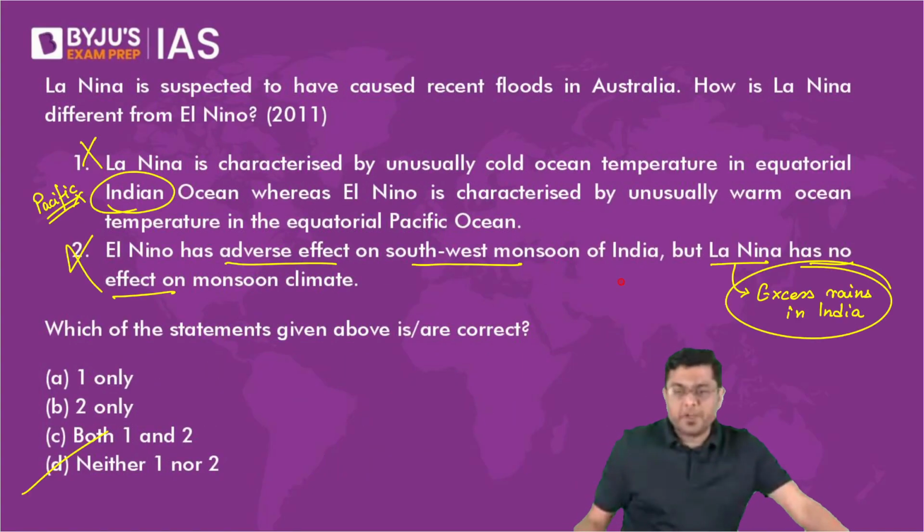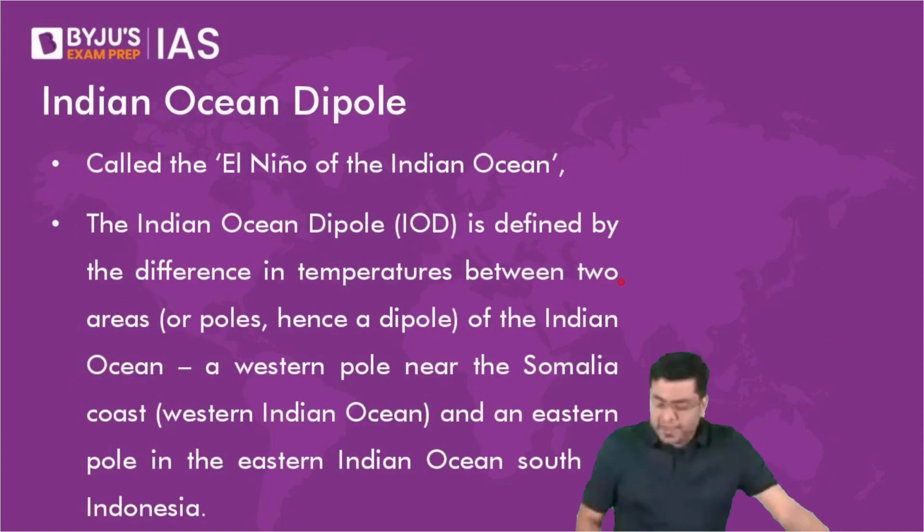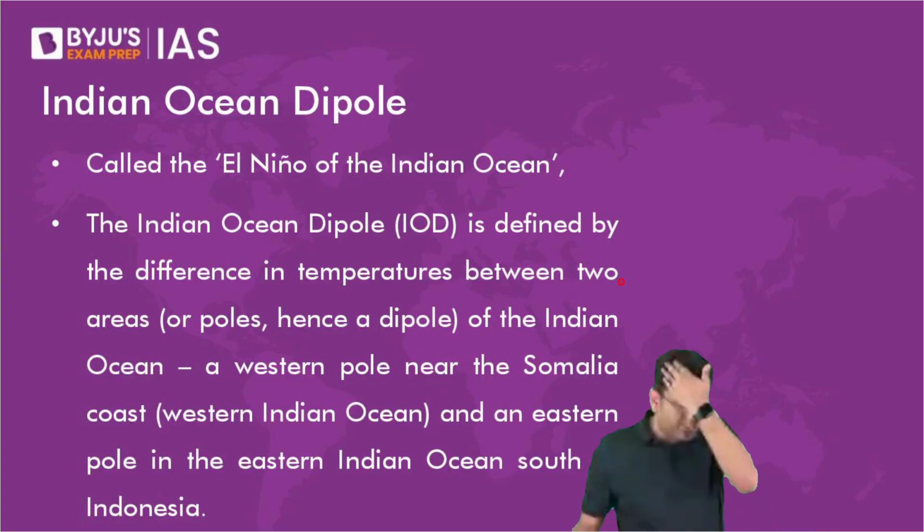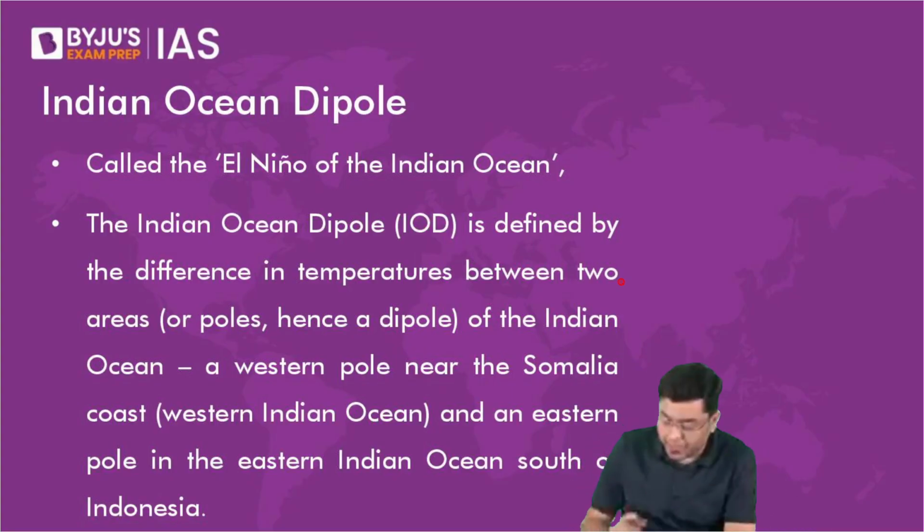Okay. First part of second statement is correct. Second part of the first statement is correct. Okay. Is that understood? Good. La Nina is a strengthened form of Walker circulation, Sarita. It is when the Walker circulation gets much stronger.